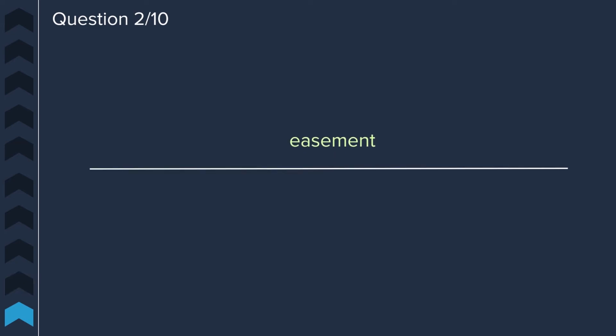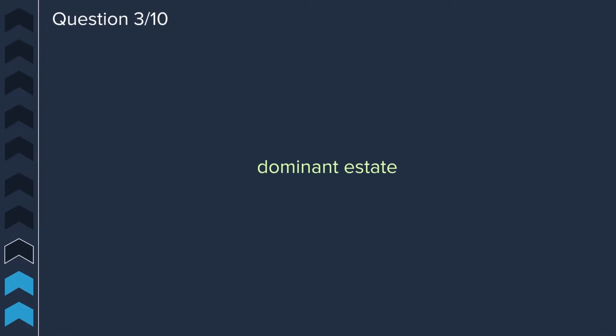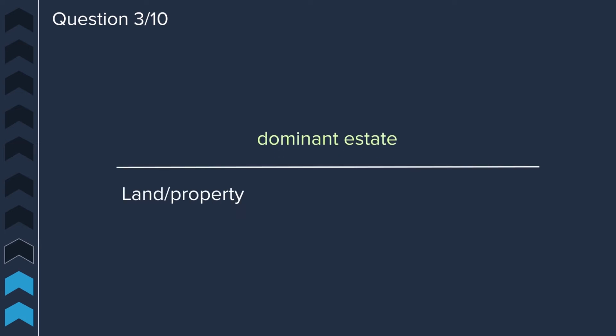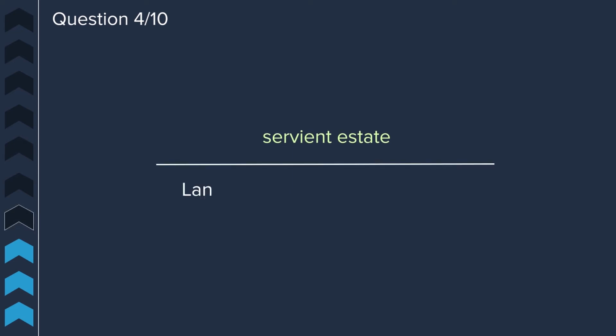All right, question 2. What is an easement? An easement is a right to a non-possessory property interest in the land. Question 3. What is a dominant estate? The dominant estate is the land or property that benefits from the easement. Question 4. What is the servient estate? The servient estate is the land burdened by the easement.